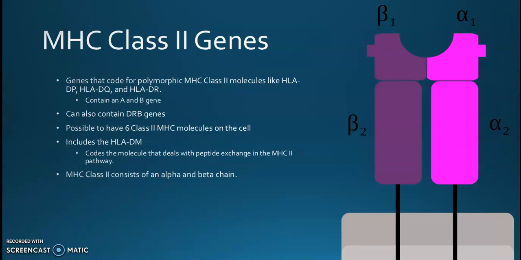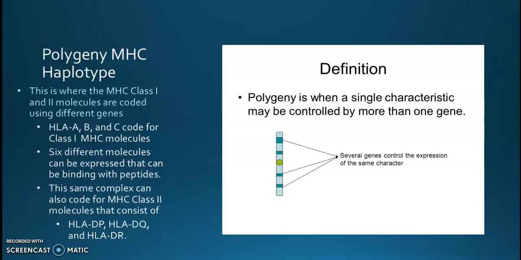MHC class 2 genes. These are genes that code for polymorphic MHC class 2 molecules like HLA-DP, HLA-DQ, and HLA-DR. They contain an A and B gene, can also contain DRB genes, and it is possible to have 6 class 2 MHC molecules on the cell. This includes HLA-DM, which codes the molecule that deals with the peptide exchange in the MHC2 pathway. MHC class 2 consists of alpha and beta chains. Polygeny.